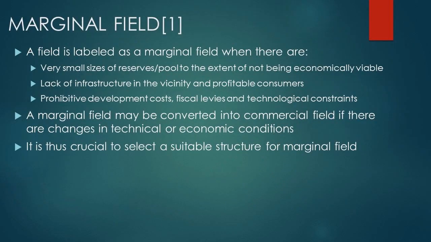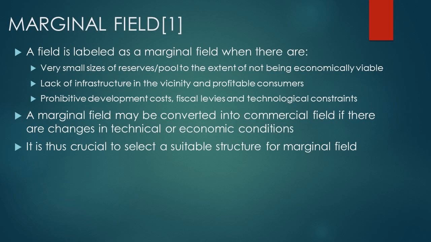Marginal field. A field is labeled as a marginal field when there are: 1. Very small sizes of reserves, pooled to the extent of not being economically viable. 2. Lack of infrastructure in the vicinity and profitable consumers. 3. Prohibitive development costs, fiscal levies and technological constraints. A marginal field may be converted into a commercial field if there are changes in technical or economic conditions.